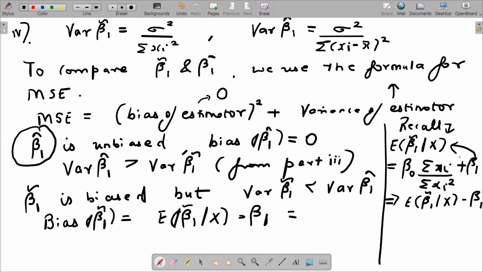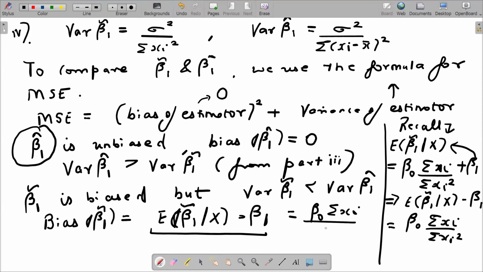So this implies expected value of beta 1 tilde conditional on x minus beta 1. If I take this to the left hand side, what do I get? Beta naught summation xi over summation xi square. That means expected value of beta 1 tilde conditional on x minus beta 1 comes out as beta naught summation xi over summation xi square. This is the bias of beta 1 tilde.